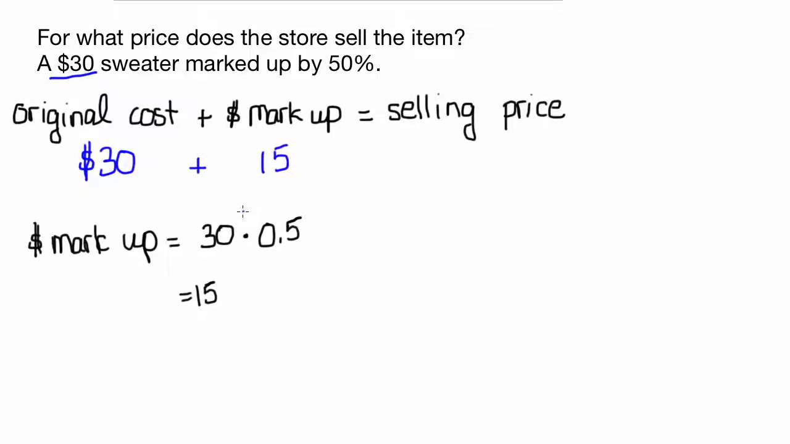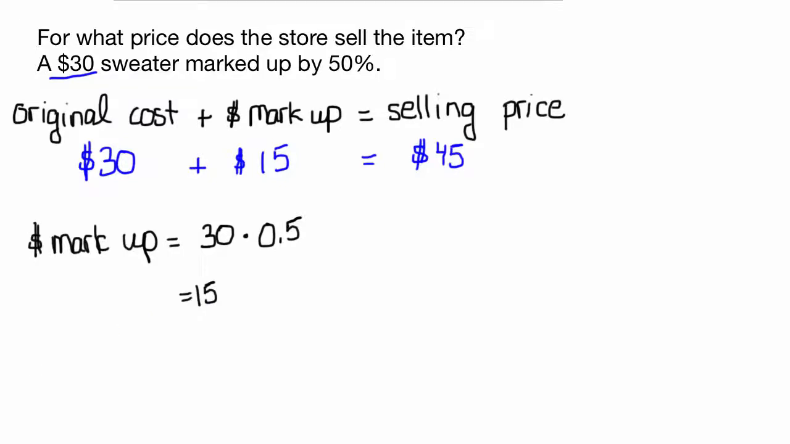I'll put a dollar sign in front. And that's going to equal $45. So the selling price of the item is simply the original cost, $30, plus the dollar markup, which in this case was $30 times 50%, which is $15.